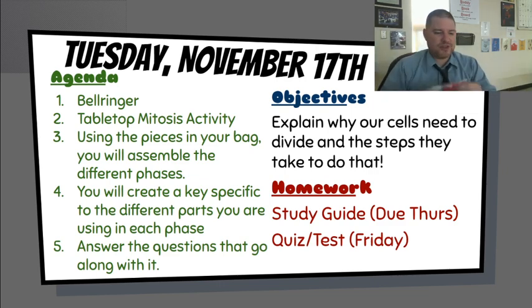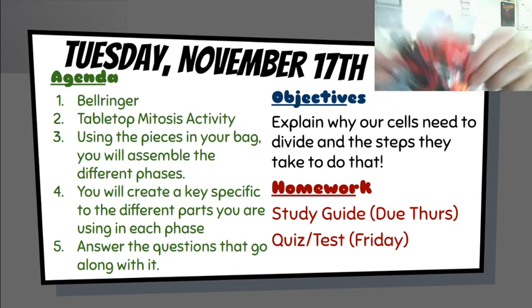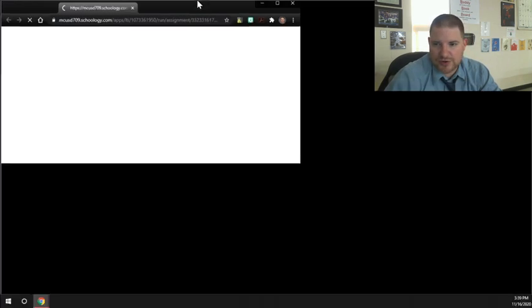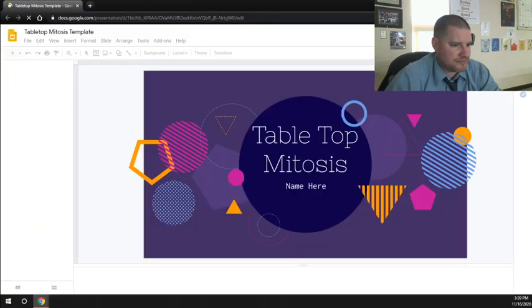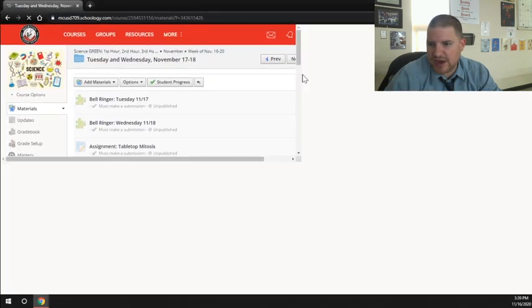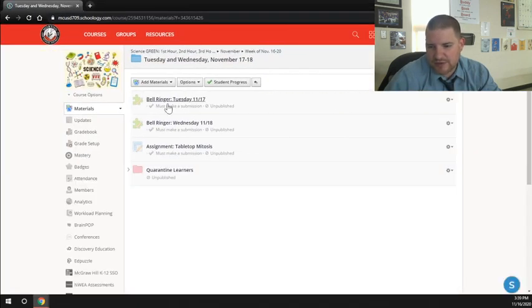Now, obviously, I cannot digitally hand you the bag of supplies. So what is going to happen is that on Schoology, and I'll show you the post here, this is a slideshow that we'll end up doing. So the assignment is tabletop mitosis. Here's the assignment tab. I'll show you where it's from. It's going to be in the Tuesday and Wednesday folder. You'll have your bell ringers up there. There's the tabletop mitosis right there.